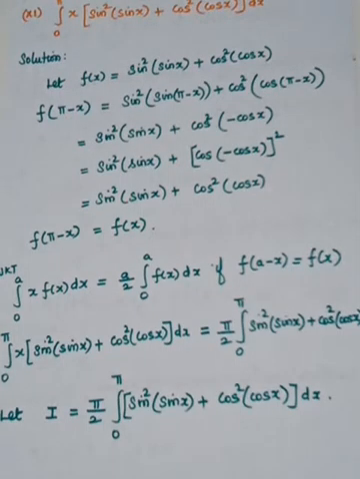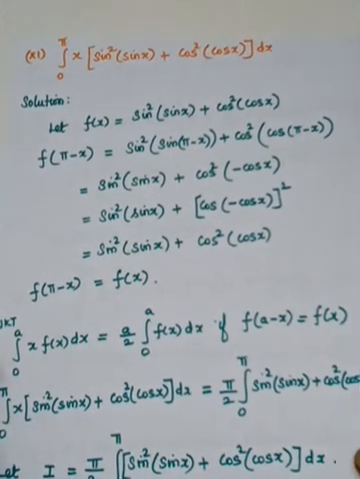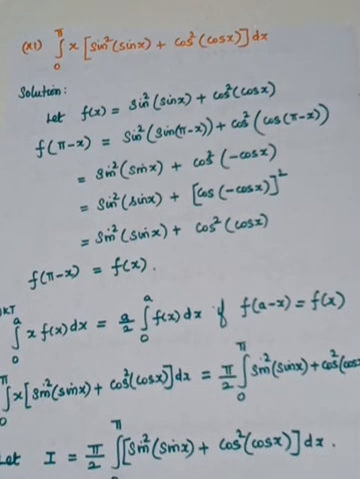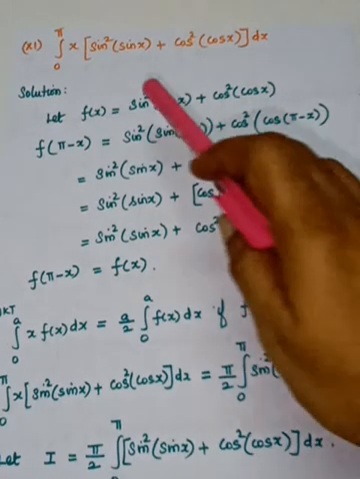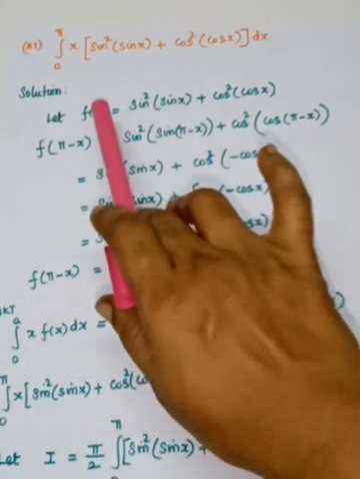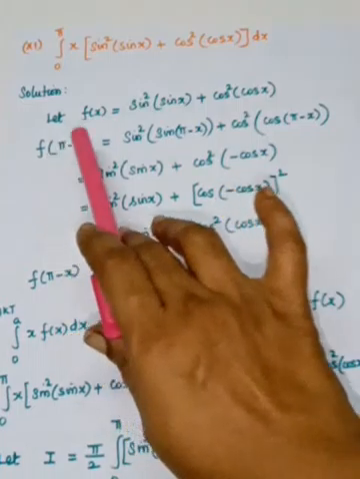Okay, so problem number 11. Integral 0 to pi of x into sin squared sin x plus cos squared cos x into dx. Here also the x has to be removed. For that you consider your f of x is the whole function. You have to replace x by a minus x. What is a? Pi. So pi minus x.